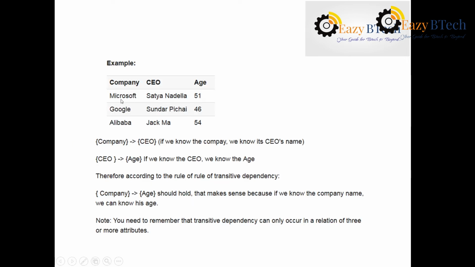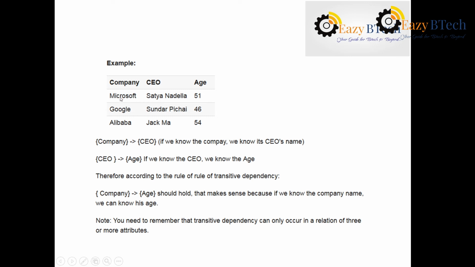Suppose in this example: Microsoft, Satya Nadella, 51 years. Is the company dependent on the CEO? Yes. If you know the company name, you know the CEO name. If you know that particular CEO name, we can find out the age. But the company does not specify the age directly. Suppose we don't know who the CEO of Microsoft is, Satya Nadella, then we are asking indirectly.